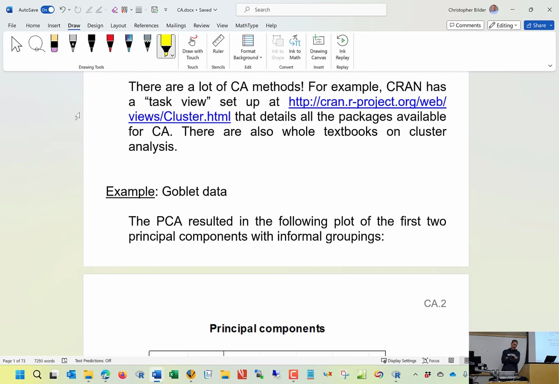If you find out that you really like this stuff, I encourage you to learn more about it on your own. One place to start is on the CRAN website, the Comprehensive R Archive Network. There's a task view set up. Whenever there's a large area in statistics, the organizers of R put together a web page called a task view, which tries to summarize all the packages out there that are meant for a particular statistical area. And with cluster analysis, since it's so large, there is a particular task view out there.